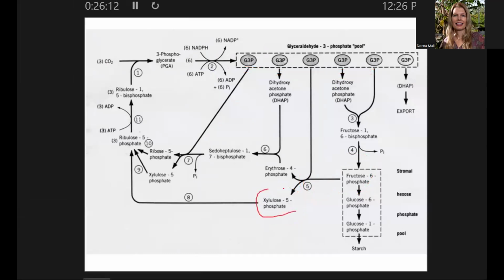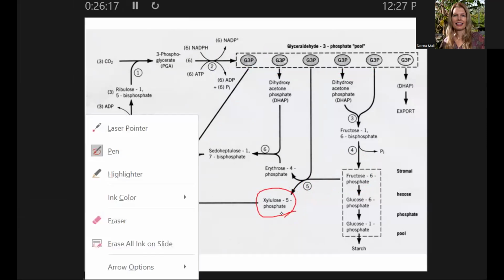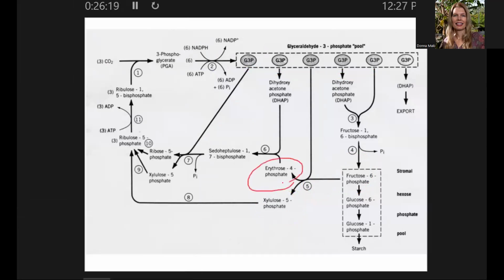So that 5-carbon is here. That's good. We'll hold off on that. But it's this 4-carbon that we need to think about. So the 4-carbon reacts with another G3P and you get your 7-carbon. Another G3P comes in and you get your 10-carbon. And then that breaks into 2 5-carbons. So 5-carbon is what we're going for.